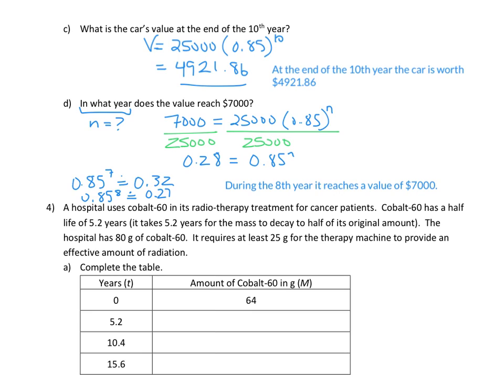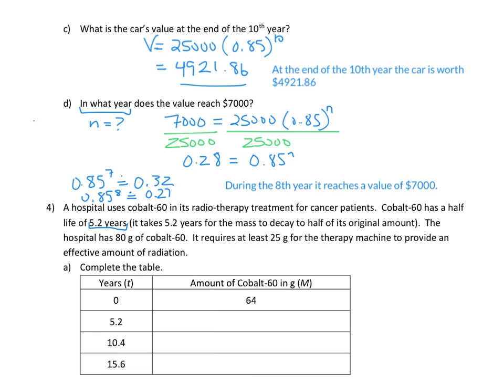All right, example number 4. A hospital uses cobalt-60 in its radiotherapy treatment for cancer patients. Cobalt-60 has a half-life of 5.2 years. So this is a special case where we're talking about half-life. What that means is the time it takes for the mass to cut itself in half. So 5.2 years for the mass to decay to half of its original amount.